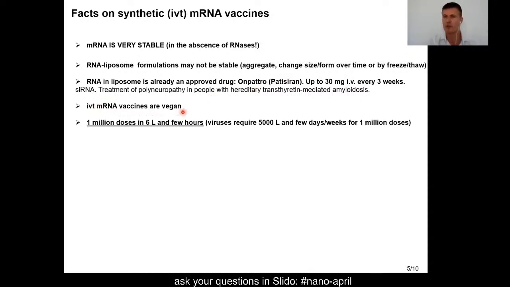Fourth point, IVT mRNA vaccines are vegan. As I showed you on the previous slide, the production requires enzymes which come from bacteria and chemicals like nucleotides. So the production is vegan. Finally, the production of mRNA doesn't require big infrastructures. 1 million doses of mRNA vaccine can be produced with 6 liters of in vitro transcription. In comparison, when you produce viruses for vaccination, you need a few thousand liters of cell culture in order to extract enough viruses for 1 million doses.